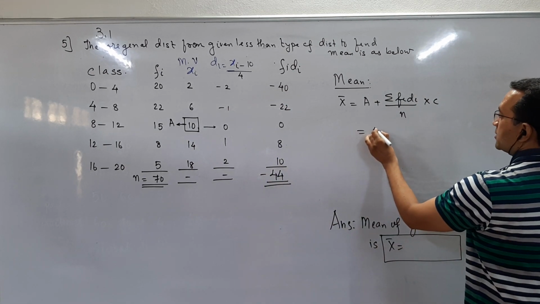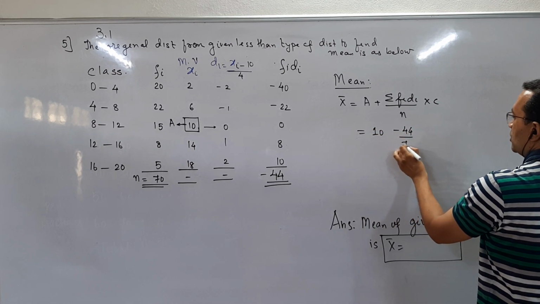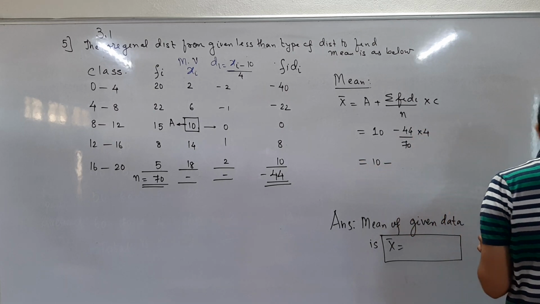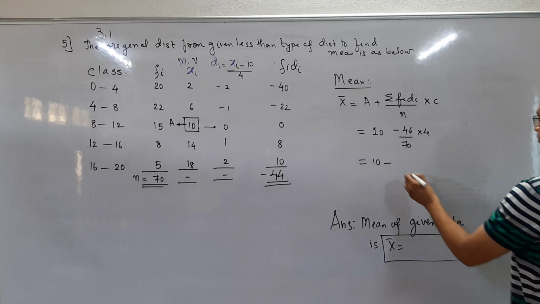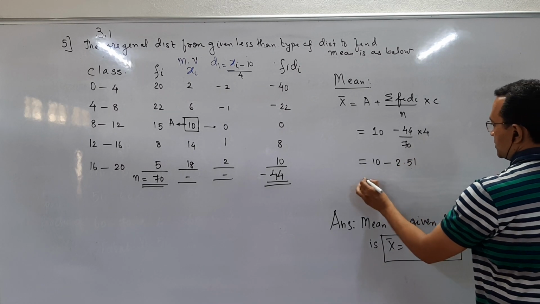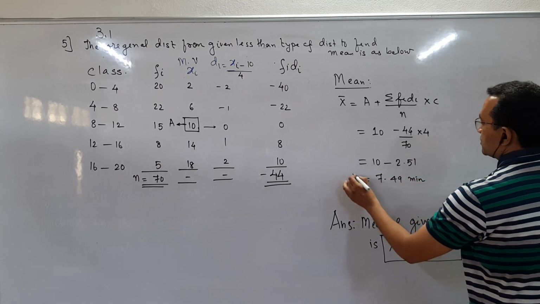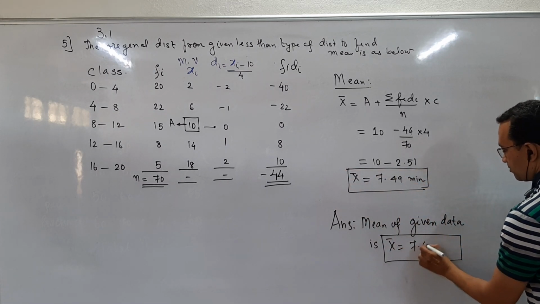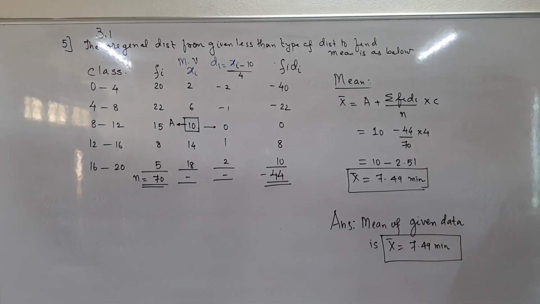Mean by shortcut method is 10 minus 44 upon 70, and class length is 4. So 10 minus, this comes out to be 10 minus 2.51. So the answer is 7.49 minutes. So the mean talk time is 7.49 minutes. This is our final answer, students.